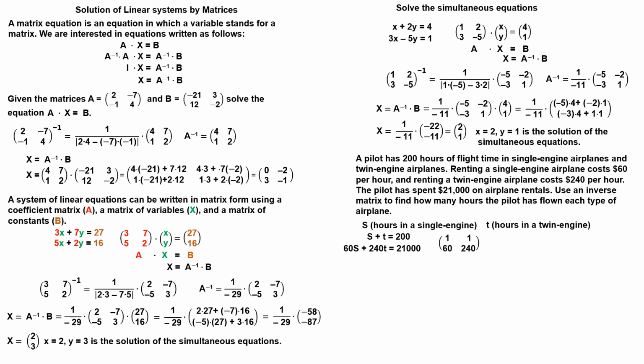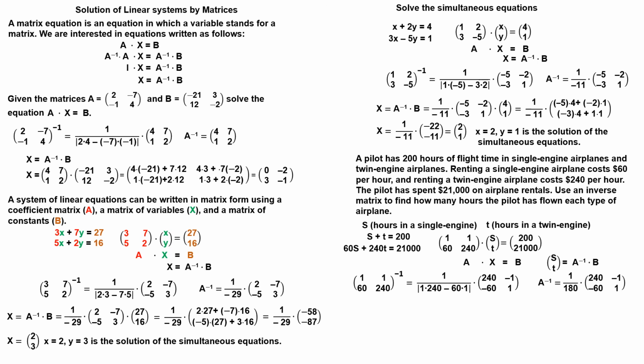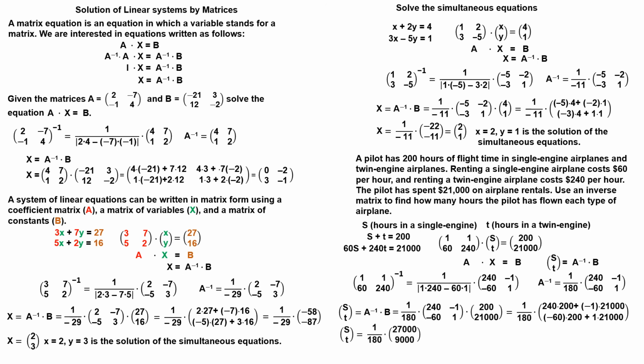We get a system of linear equations. Write the system as a matrix equation A times X equals B. Let's find the inverse of matrix A. Multiply the inverse of matrix A by matrix B. The pilot has flown 150 hours in single-engine airplanes and 50 hours in twin-engine airplanes.